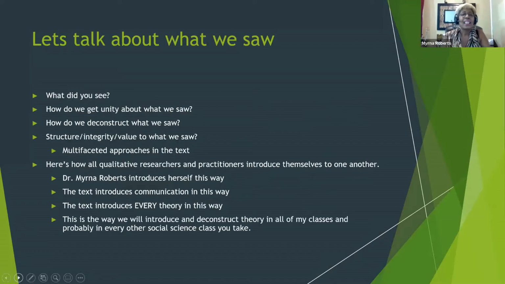But anyway, let's talk about what you saw. And that's what the discussion was. What did you see? How do we get unity about what we saw? I mean, if you read what other people wrote, everybody saw something different. Everybody brought flavor to it, but everybody saw something different. So how can you deconstruct what we saw, and the integrity and the value systems in what we saw?